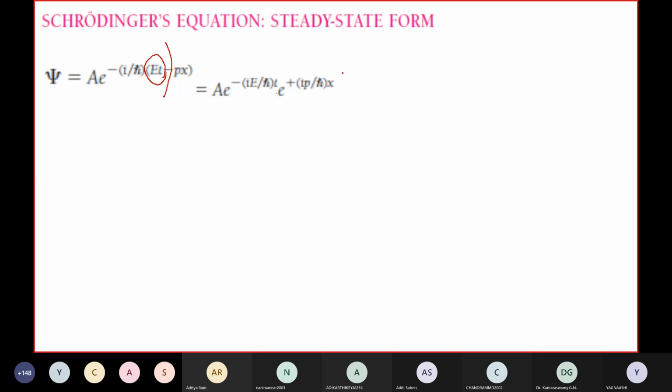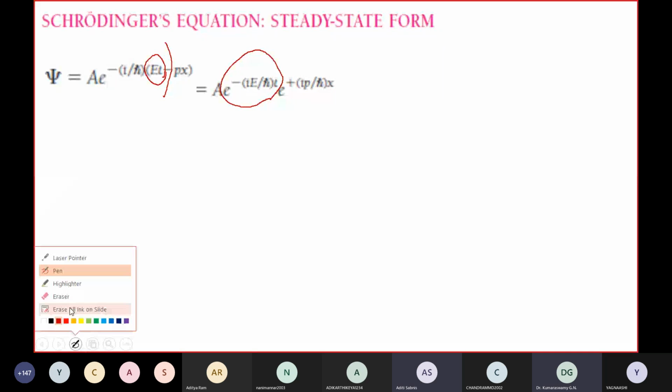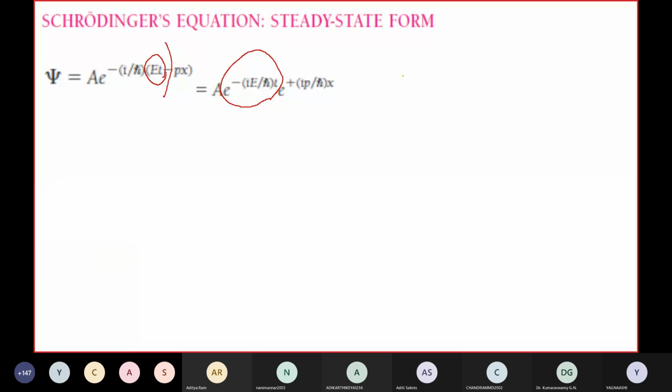Not clear? I didn't understand how it does not depend on time anymore in the second equation, sir. See, in the second equation, we have split the terms into the time dependent part, the part which has time, and the part which doesn't have time, that is only the position. We have split into two.